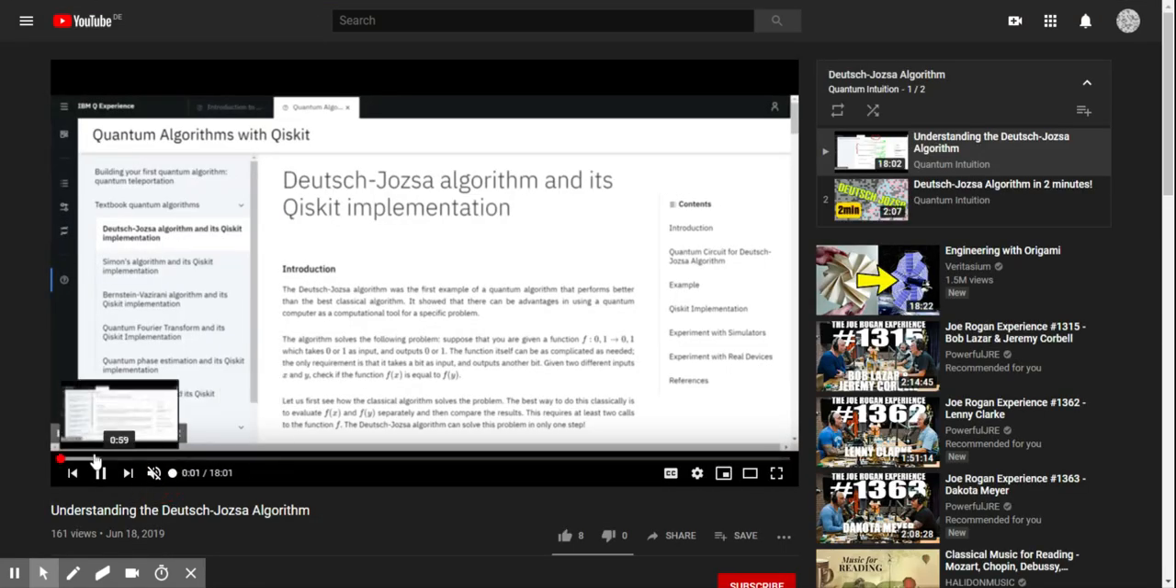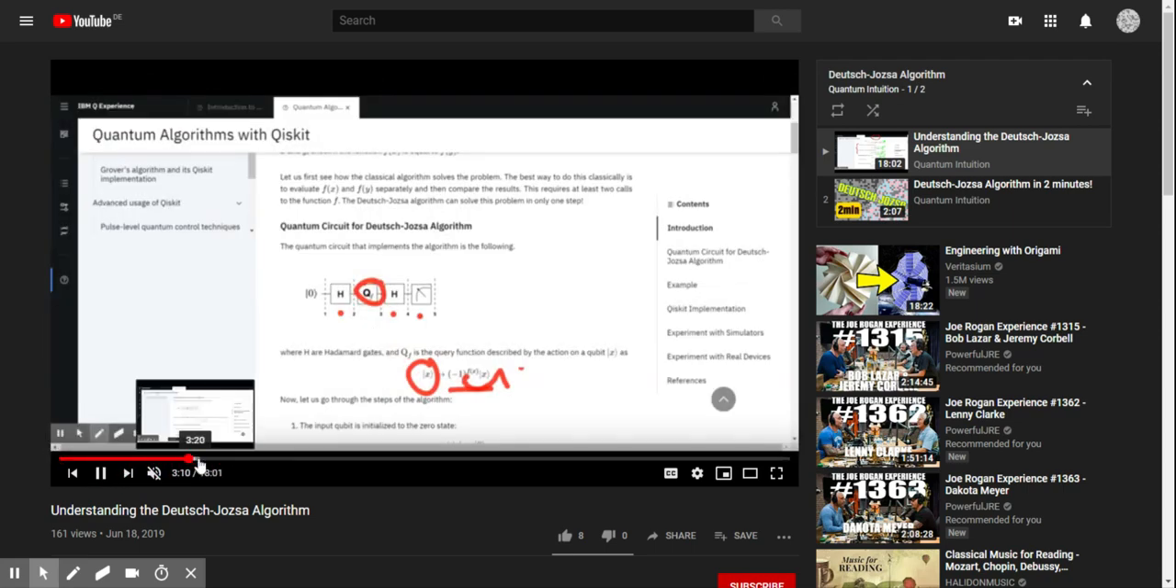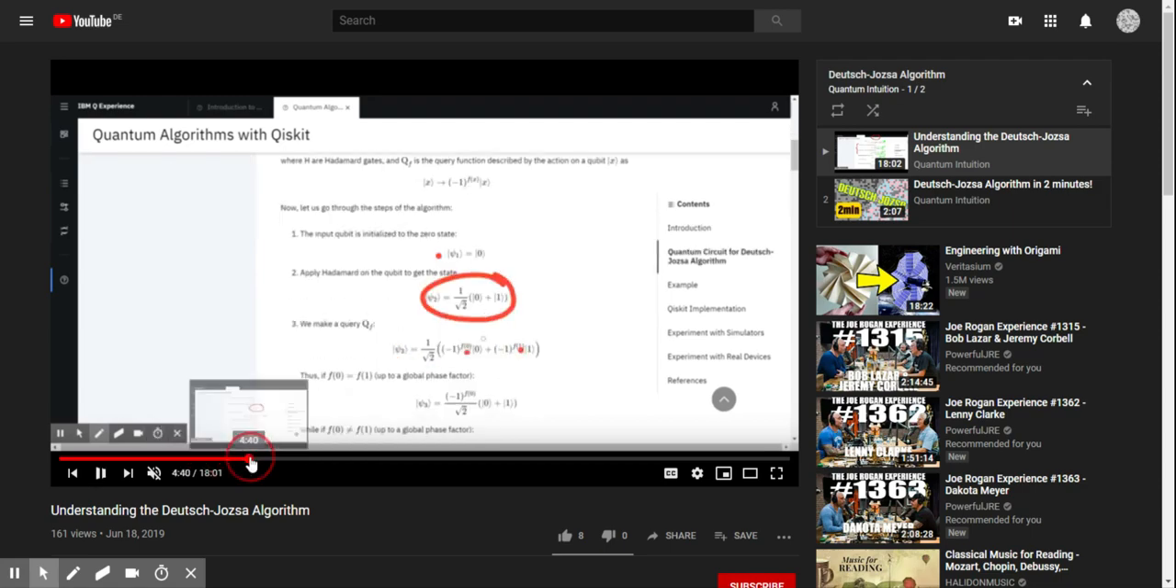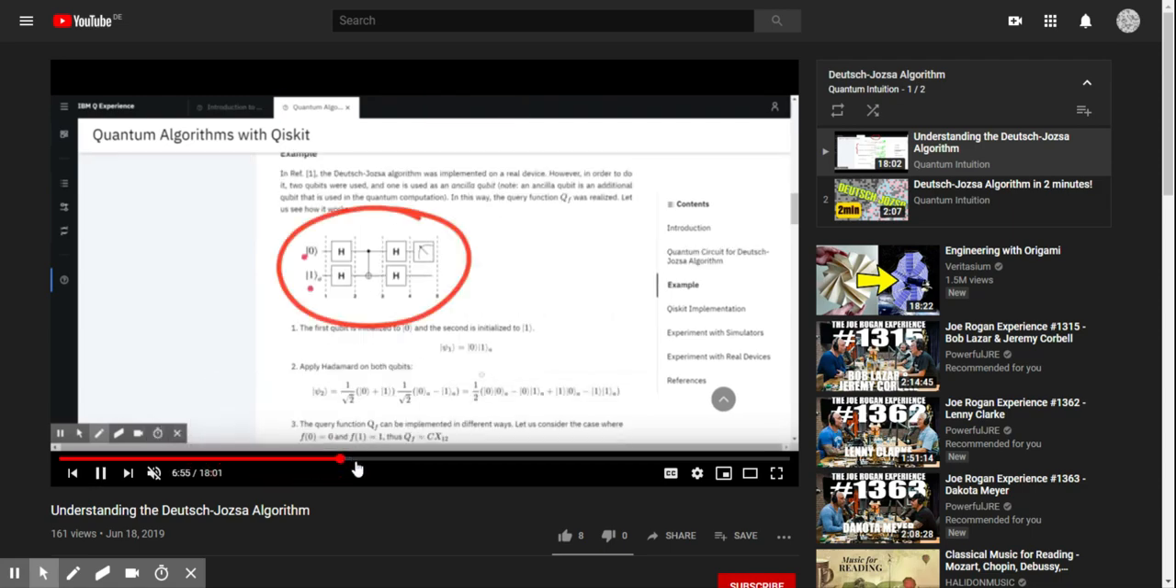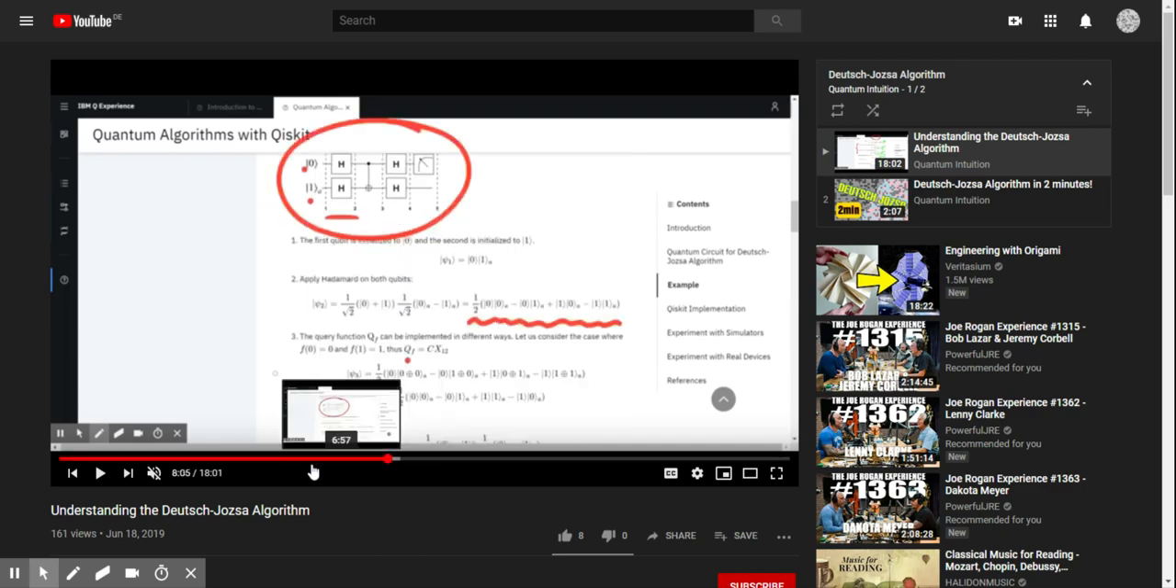So let's see. I'll just mute that because I guess you don't want to hear my voice. Trying to find the algorithm, sort of the circuit. Okay, so here's a circuit example. So how do we start? What was even the problem that this was trying to solve?